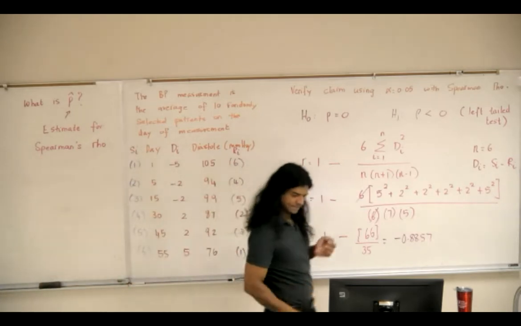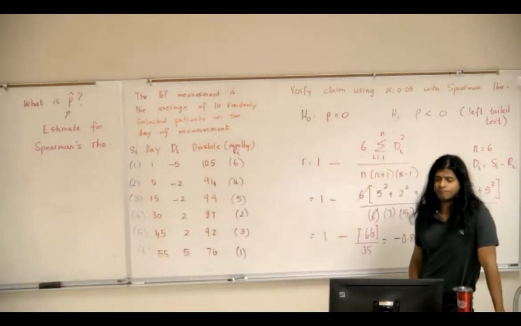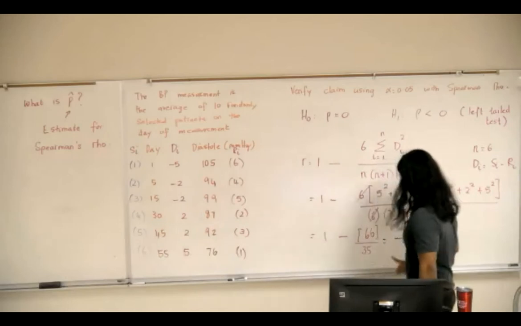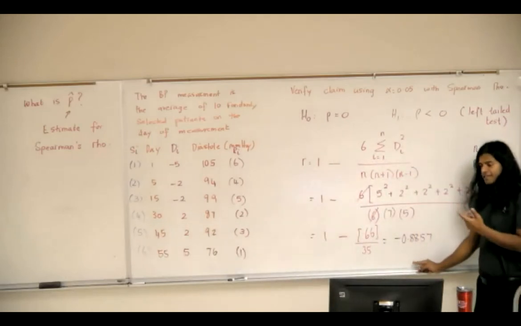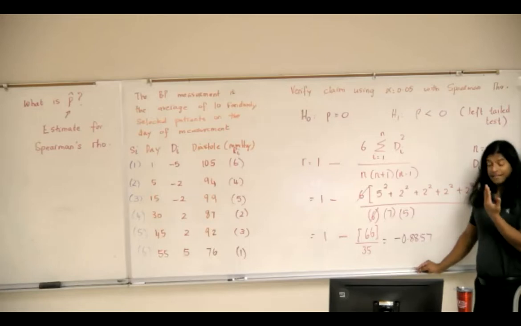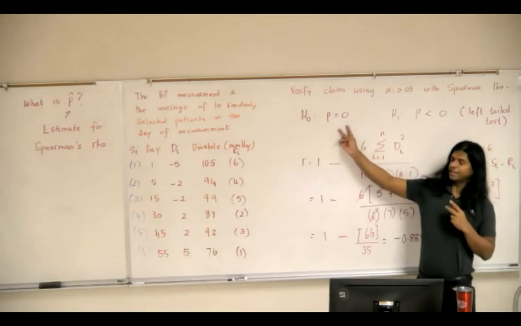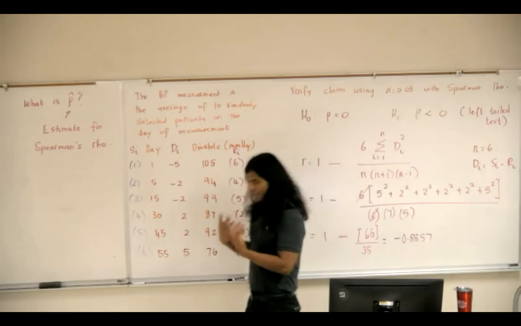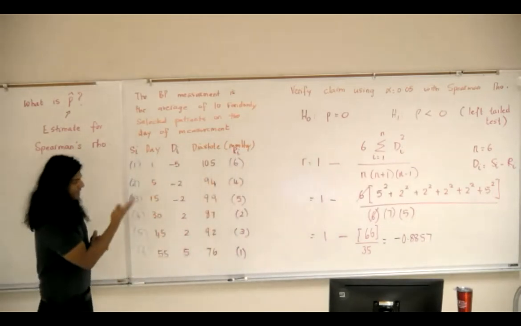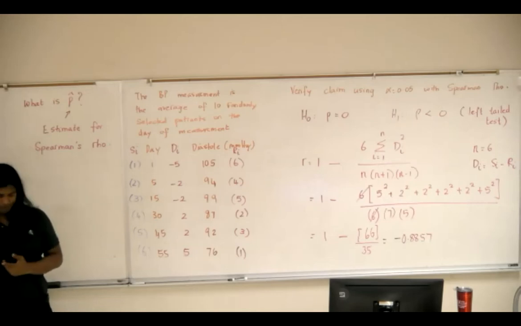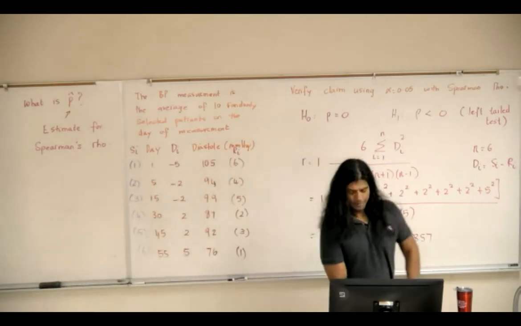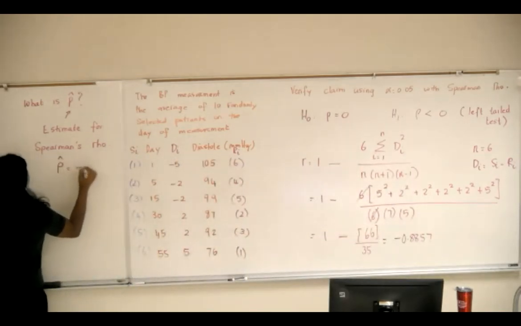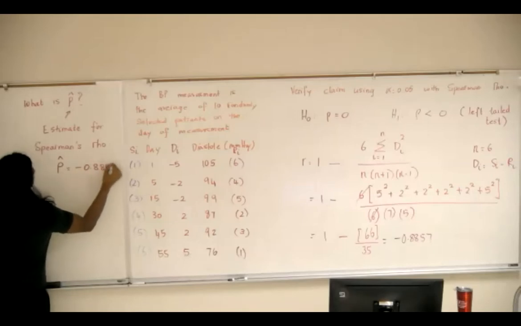What is rho hat? The value that I just computed is the estimate for rho. In case you forget, I am testing for rho and I'm getting value r that measures the strength of correlation. In this case, it is -0.8857. So rho hat is -0.8857.